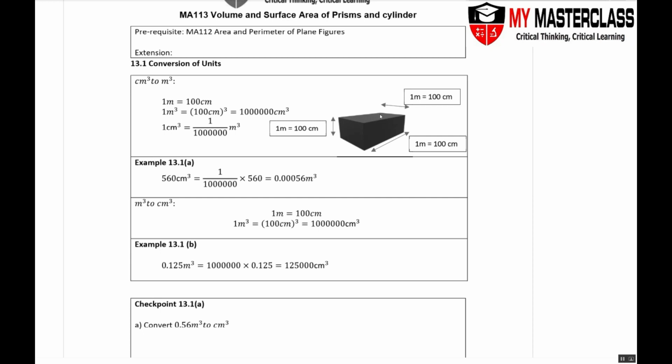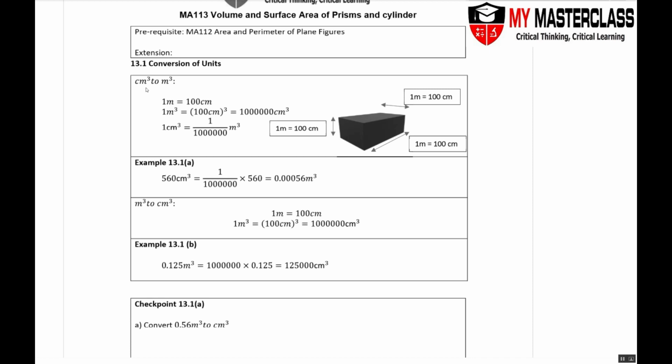Okay, so this chapter is your volume and surface area of prism and cylinder. Essentially we're going to learn formulas for two different types of shapes, your prism and your cylinder. First thing as well, we look at conversion of units.